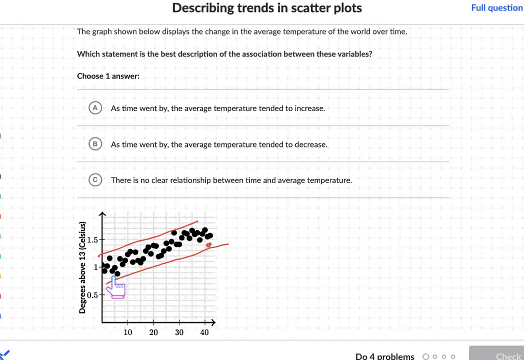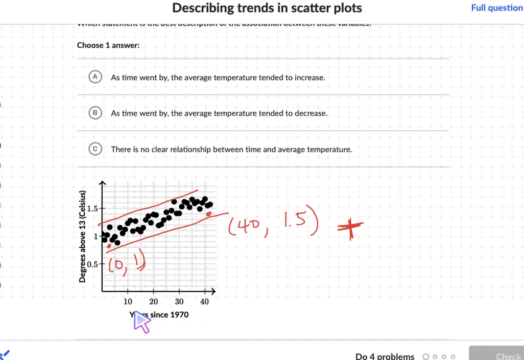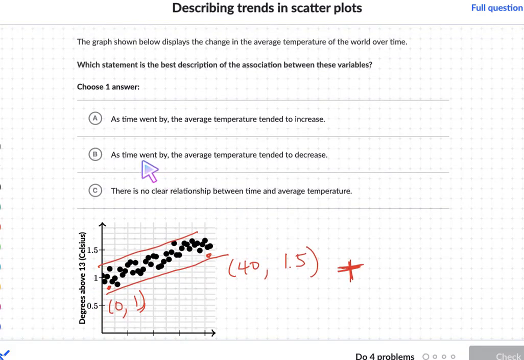Looks like we have X increasing because it's going from like 0 to 40. And then our Y is going from like 1 to 1.5. So also increasing. Both are increasing. So that means it's a positive linear association. Okay? So both are increasing together. So we can say as time goes on, as time increases, the degrees above 13 Celsius is also increasing because both of them are increasing.